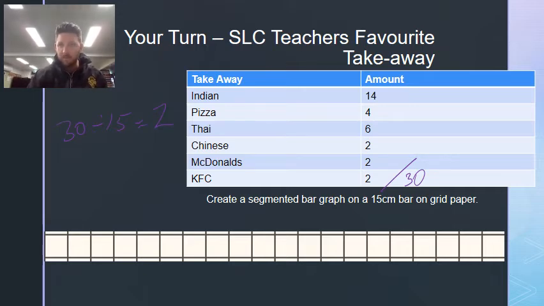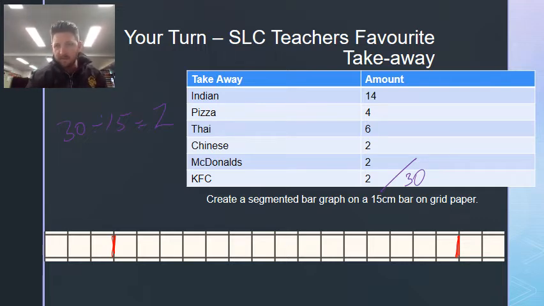Now the next thing I need to do is draw my bar, so I'm going to grab out my red pen here and I'm going to do a 15 centimetre bar. I'm just going to put my lines there. I don't have a ruler, gentlemen, so you can probably understand that I'm going to use that section there.